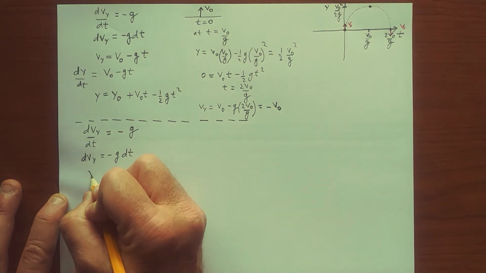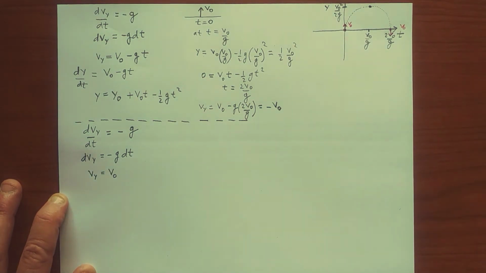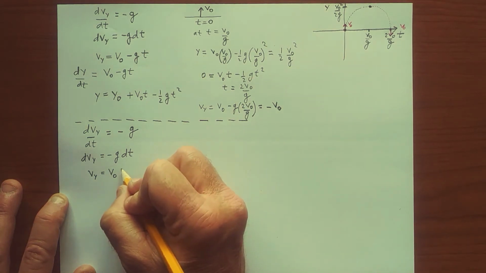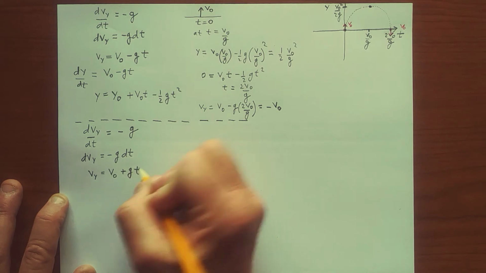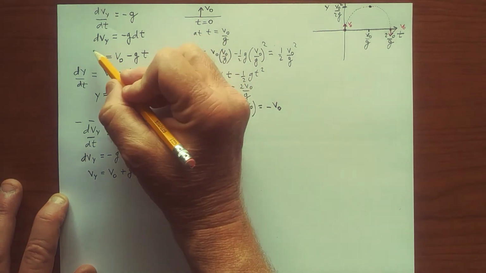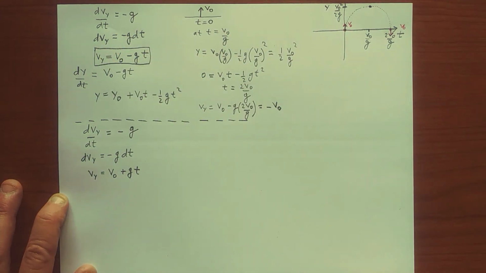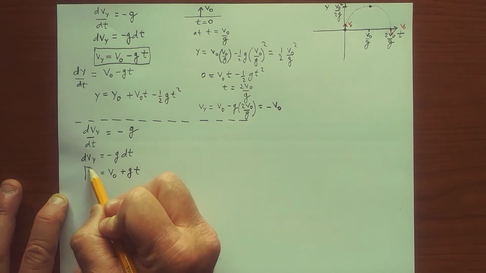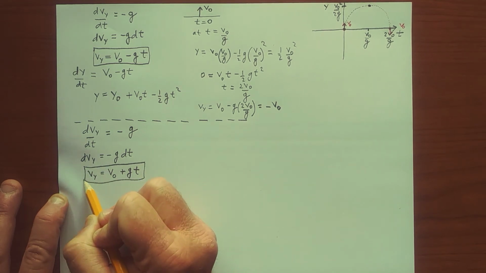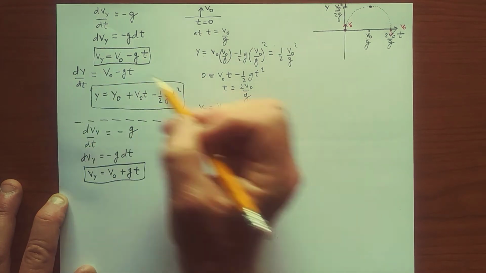So when we integrate and we get vy, we have the constant of integration, vy equals v naught. We have a negative coming in here, so we get a plus gt here. And so vy equals v naught plus gt is the equivalent of this equation before the time reversed situation. And the kinematic equation for y was this. And what is it in this case?